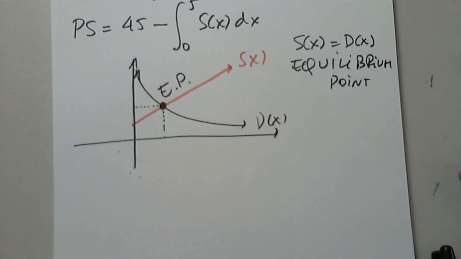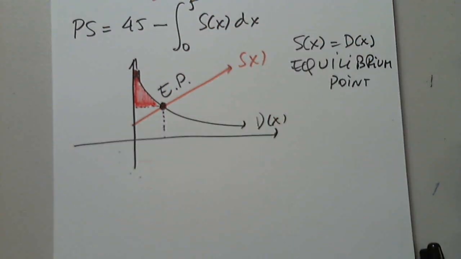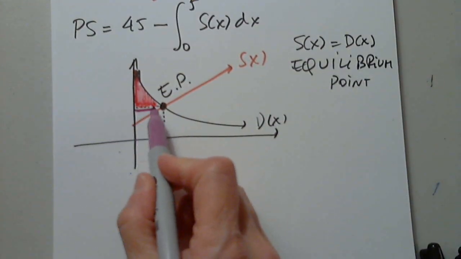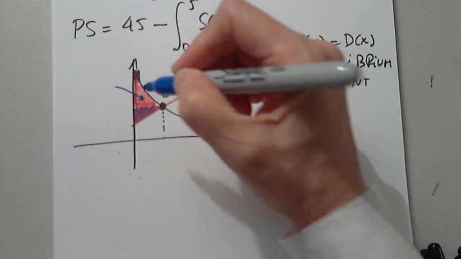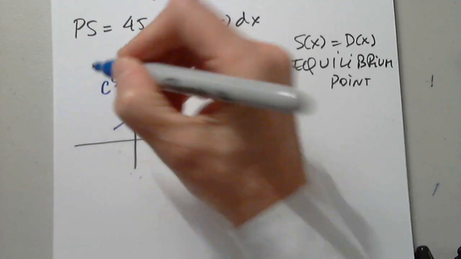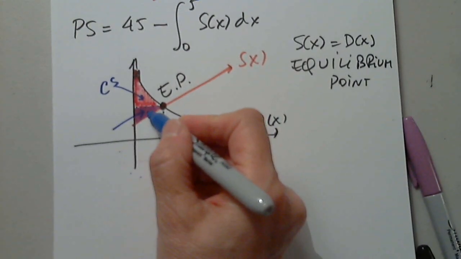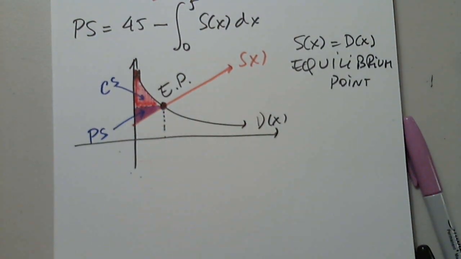So let's illustrate and see where the consumer surplus and the producer surplus are. So this is what? And this is what? What is the first one at the top? The red one. The consumer surplus? Exactly. And what is this one? Producer. That's it. At the equilibrium point. So now let's look at an example.